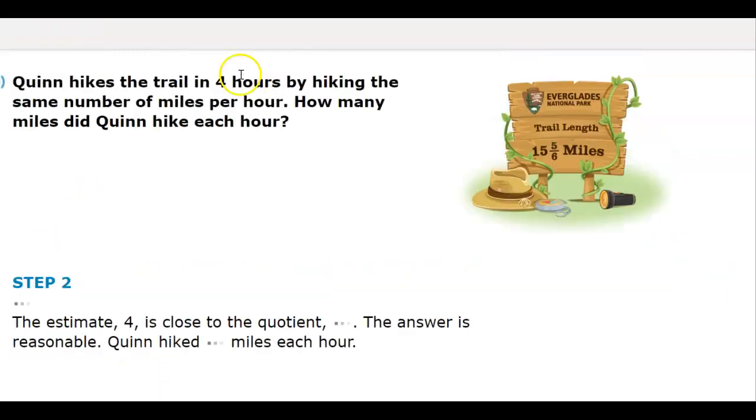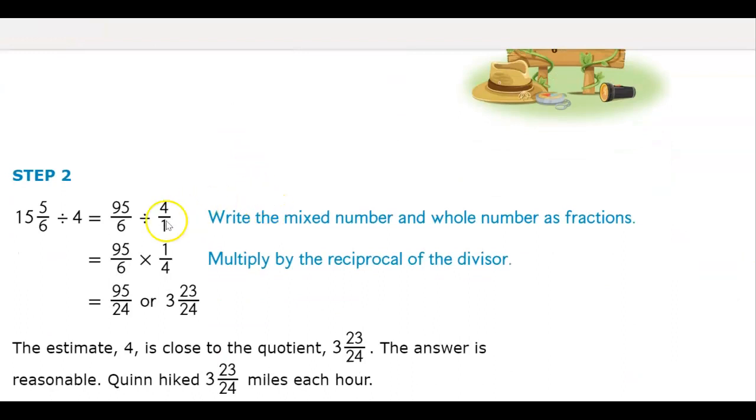So let's see. Step 2, we're going to now divide the fraction. So we must change our mixed number into an improper fraction. 15 times 6 plus 5 is 95 over 6. And then remember, a whole number as a fraction, you just put it over 1. So that's 4 over 1. And then we do keep, change, reciprocal. So we keep the first fraction, change division to multiplication. And then the reciprocal of 4 over 1 is 1 over 4. And then we multiply straight across. So the 95 times 1 is 95. 6 times 4 is 24.